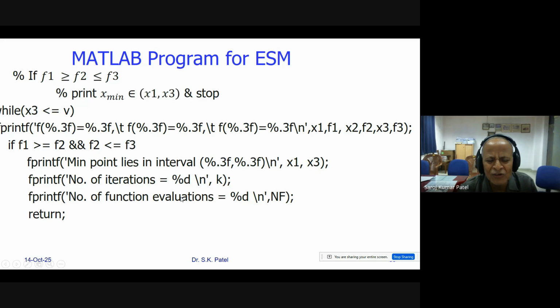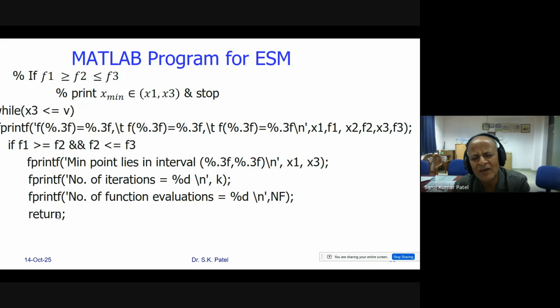Similarly, the number of function evaluations, whatever the value of nf was there, will be printed here. So this nf or k is an integer value. That's why the format is %d, and then return. So this is the computer program. You can find it in my book. The same program is available, and I have also explained it in the video lecture.